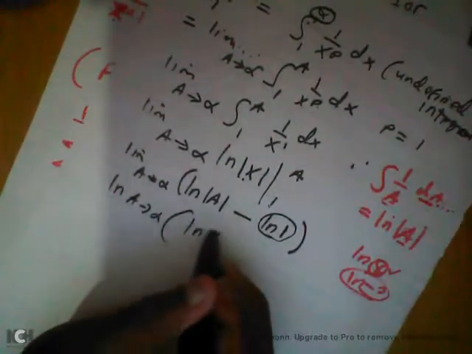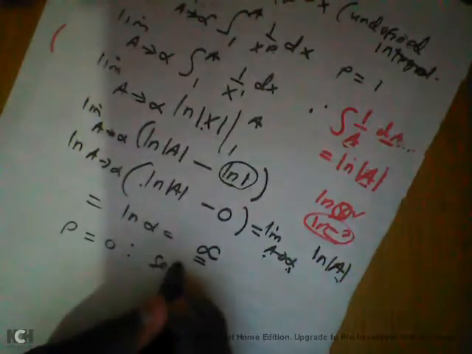But ln of 1 equals 0. You can plug it in the calculator and test, but ln of 1 equals 0. So the limit as a approaches infinity of ln of a minus 0. Anything minus 0 equals that thing, so this is equal to ln of a. If this number goes to a bigger number, means it goes to infinity, so it's ln of infinity. So this is going to be infinity.